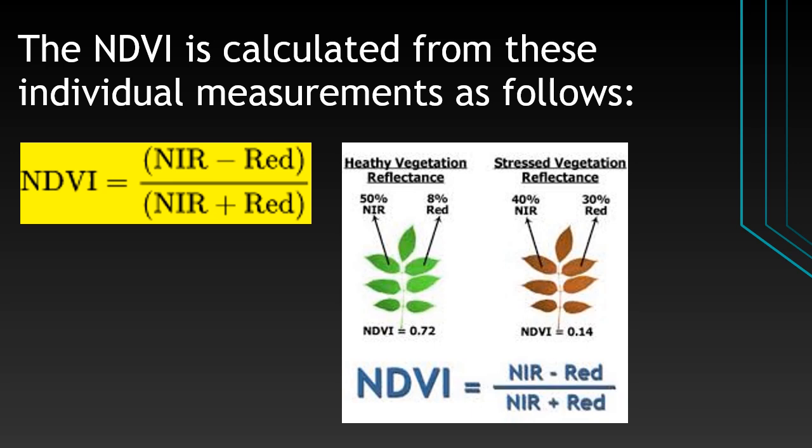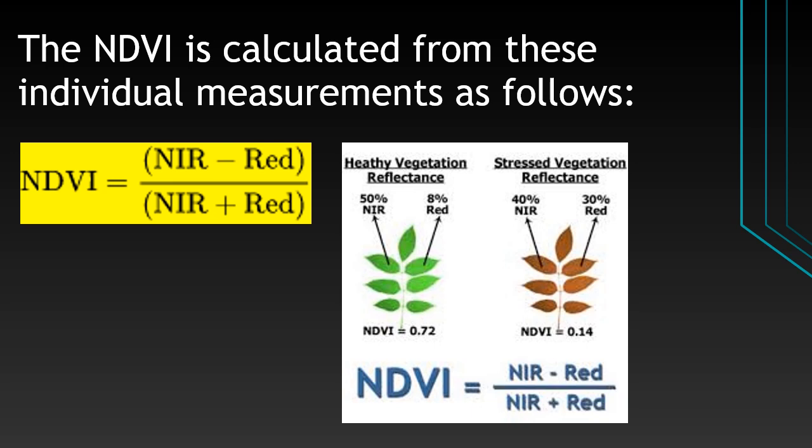If you see this image here, you can find there are two: one is healthy vegetation and another is stressed vegetation. What is the difference between these two forms of vegetation? The healthy vegetation is showing that NIR is 50%, red is 8%. The most important characteristic of healthy vegetation is that it will absorb more red energy and reflect less red energy. And another important characteristic is that if it is healthy, it will reflect more NIR.